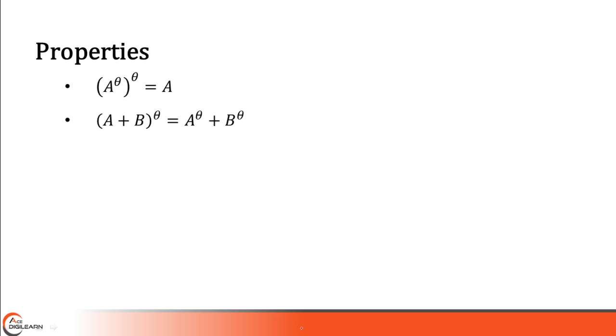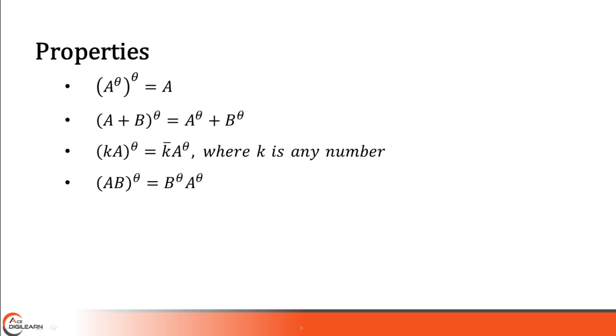A power theta whole power theta is A. A plus B whole power theta is A power theta plus B power theta. kA whole power theta is k bar times A power theta, where k is any number. AB whole power theta is B power theta A power theta. A power n whole power theta is A power theta whole power n.